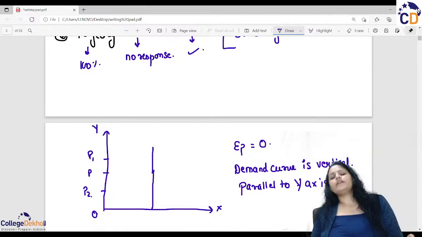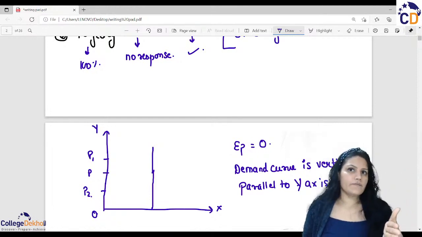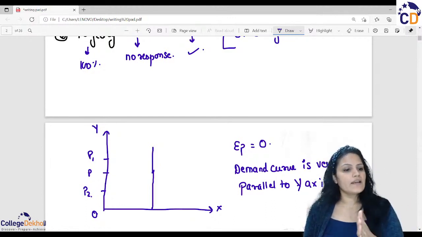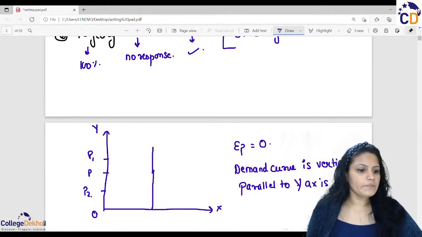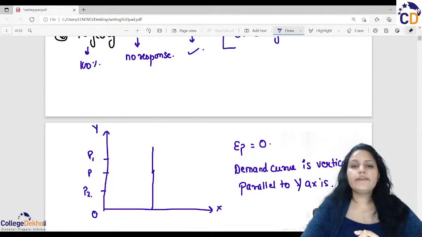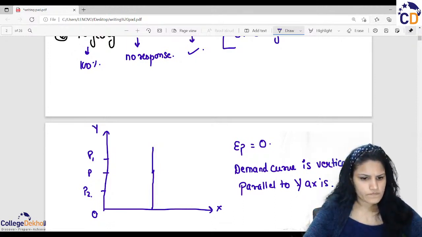So there are two points, perfectly elastic and perfectly inelastic. Under perfectly elastic, there is a total change in terms of demand, and at that time your price becomes constant. And when there is perfectly inelastic, there is no change in the demand and 100% change in the price. Clear?